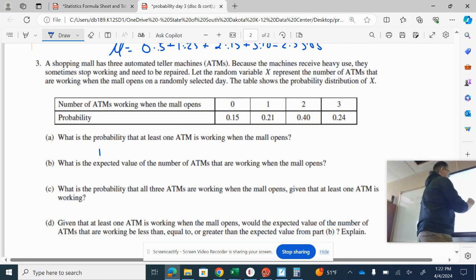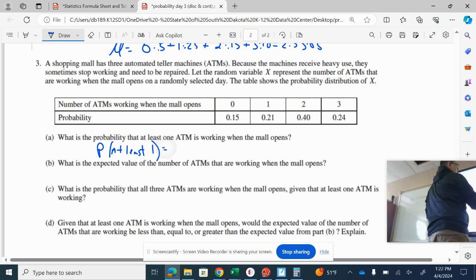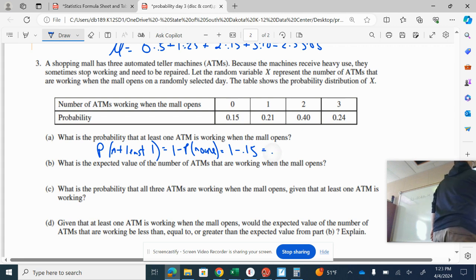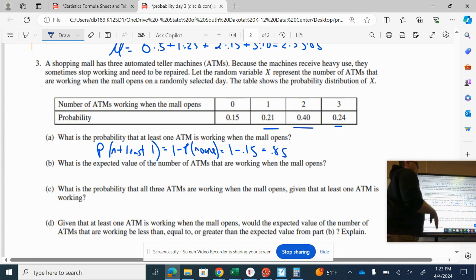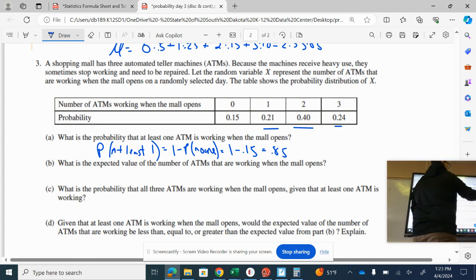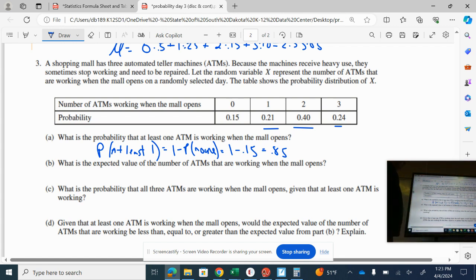Okay, probability at least one. Now this brings back the idea, anytime you do at least one, you can go 1 minus the probability of none. That's one way to do it. Pretty easy way to do it. 1 minus the 15 would be 85%. Otherwise, you can add these three up. But if we subtract the 15, since they add up to 100%, we're going to get the 85%. It's a great way to do that problem. You can do 21 plus 40 plus 24, double check, that's 85.